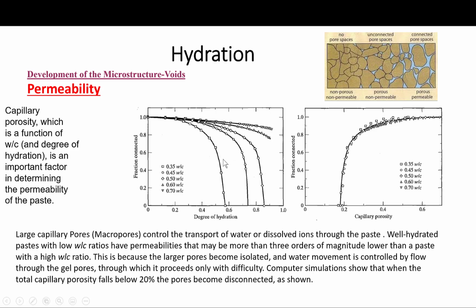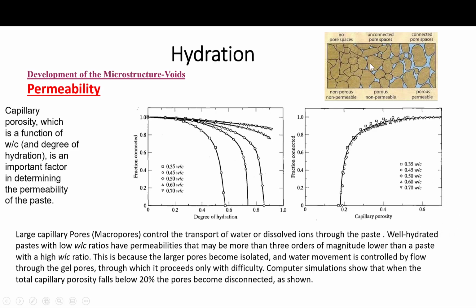Okay, for each one. Now look at this curve here. For the various water cement ratios, they're all collapsed together, and we are talking about measuring capillary porosity versus the fraction connected. When the capillary porosity falls below 20%, the pores become disconnected, and that means the concrete is not permeable.